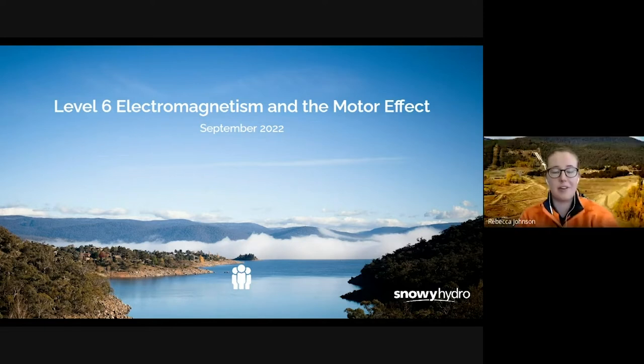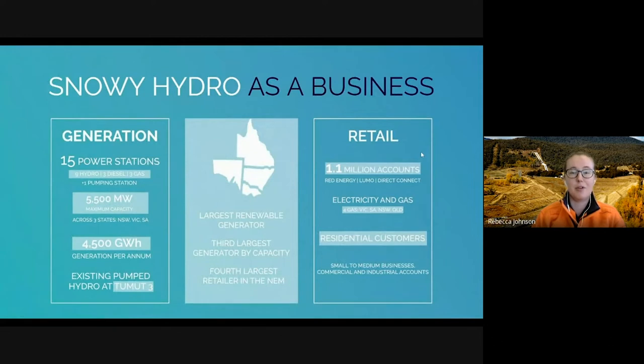Well, to start off, I'll just define what renewable energy is. Renewable energy is electricity generated from renewable resources, which means that the resource is naturally replenished and doesn't run out, such as wind, solar and water. At Snowy Hydro, we generate electricity using a couple of different sources. The main one that you've probably heard of or seen is our hydro power stations, which use the renewable resource of water. And these are located throughout the Snowy Mountains.